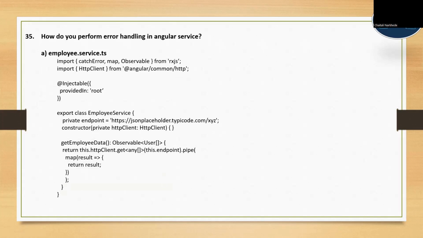Next question is, how do you perform error handling in an Angular service? I have created one service, employee service.ts, in which I am calling one function, getEmployeeData, and I'm returning httpClient.get. I have provided the endpoint, and I'm using pipe. Here I am simply returning the result from the service.